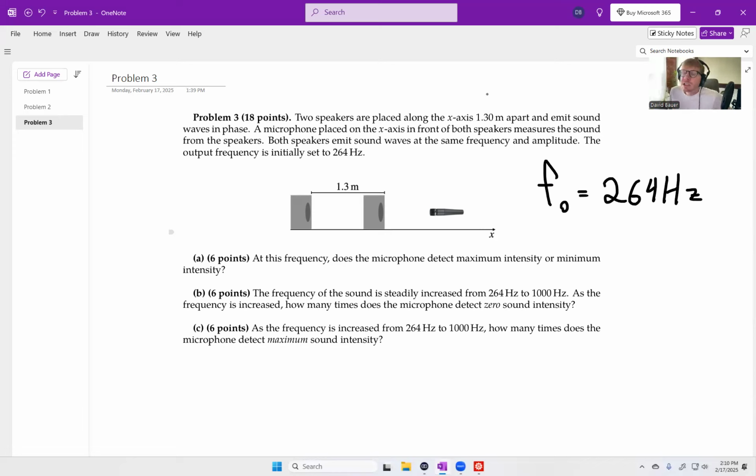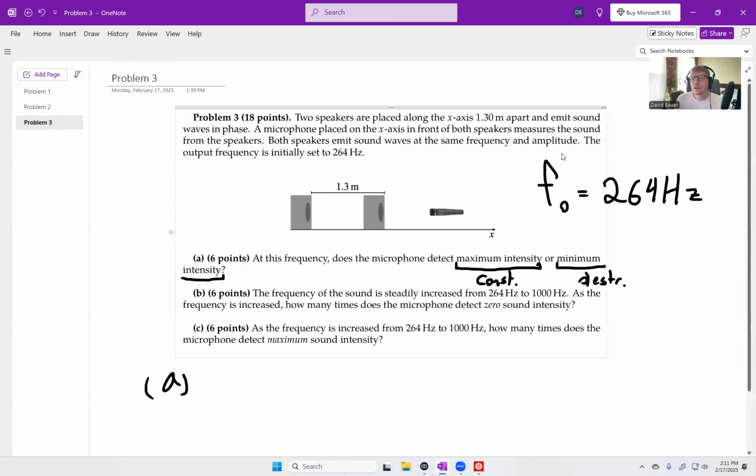Okay. So we would expect these speakers to interfere with each other. Part A is asking us, at the initial frequency, does the microphone detect maximum intensity or minimum intensity? So it's basically asking, do we get constructive or destructive interference? Right? Maximum intensity would be constructive. Minimum intensity would be destructive.